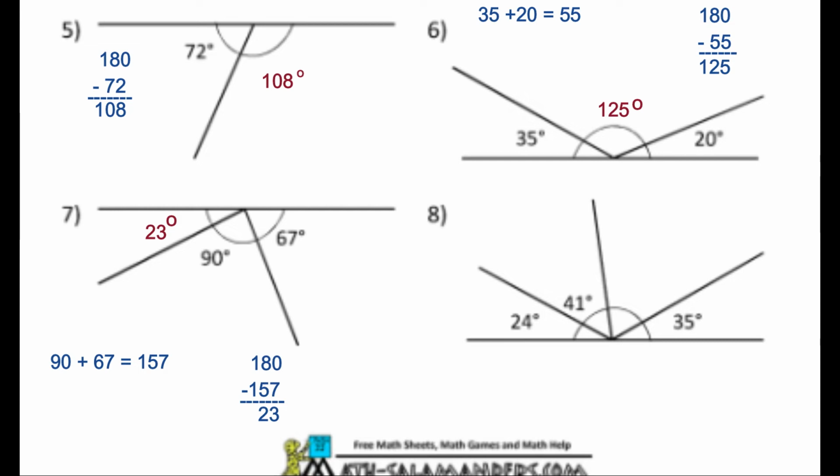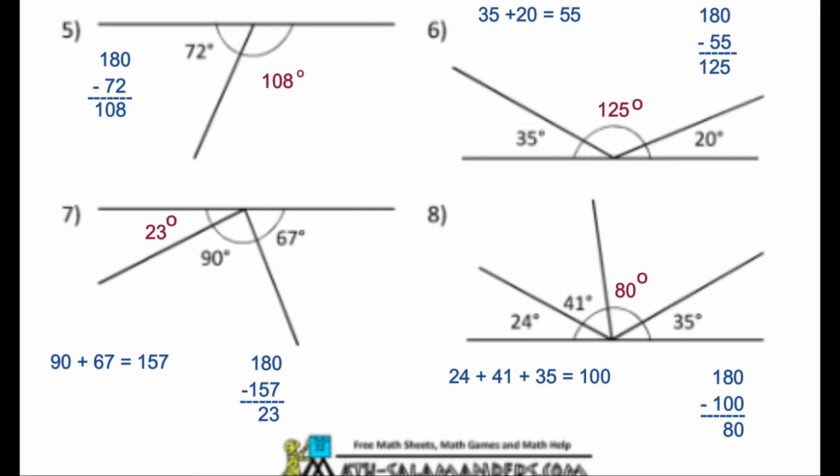For number 8, there were 3 angles that we already know, 24 degrees, 41 degrees, and 35 degrees. So we start by adding that up. And when we add them up, we get to a nice round number, 100. So all we have to do is subtract 100 from 180 to find what that missing angle is, and we're left with 80 degrees.